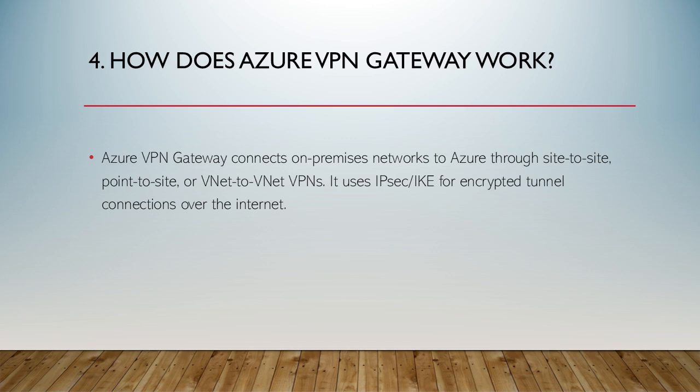4. How does Azure VPN Gateway work? Azure VPN Gateway connects on-premises networks to Azure through site-to-site, point-to-site, or VNet-to-VNet VPNs. It uses IPsec/IKE for encrypted tunnel connections over the Internet.